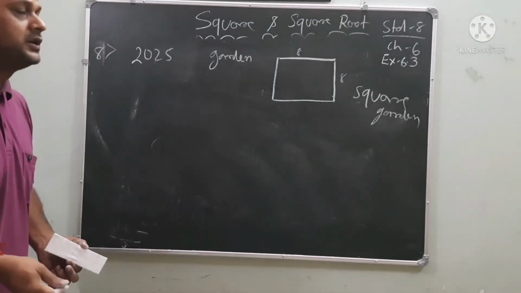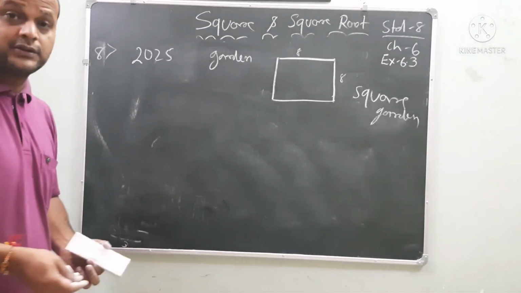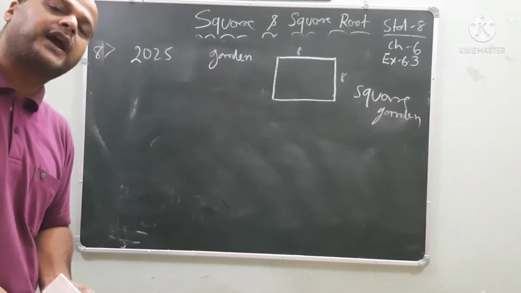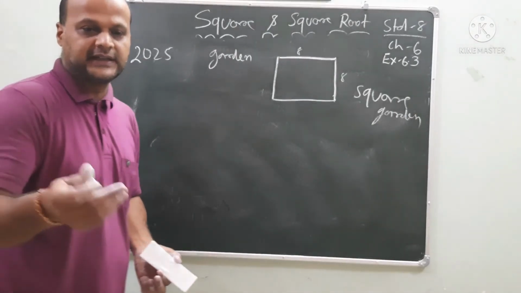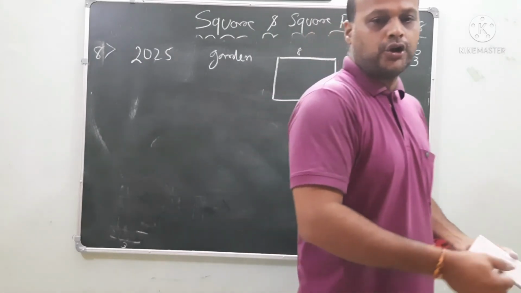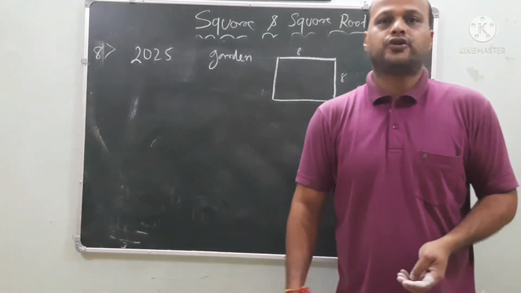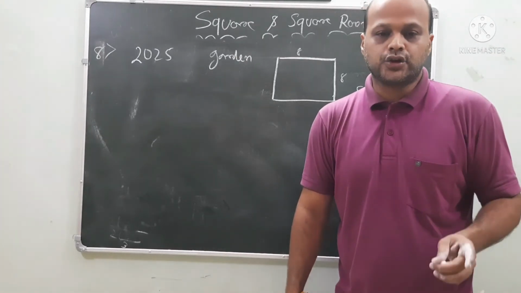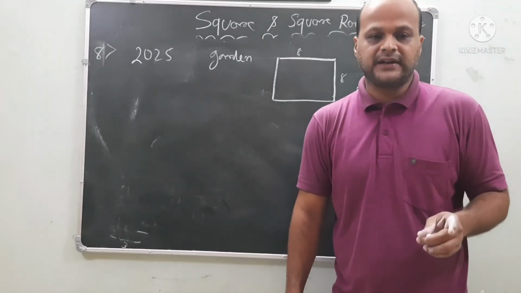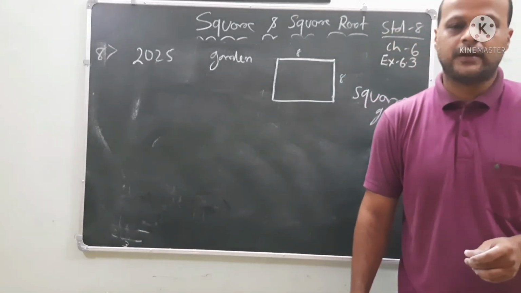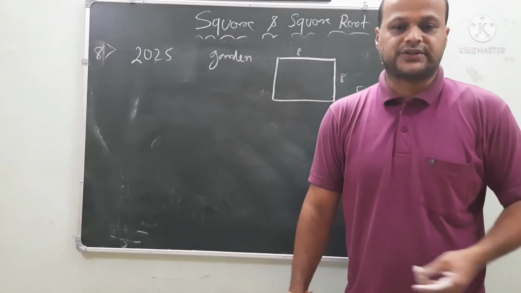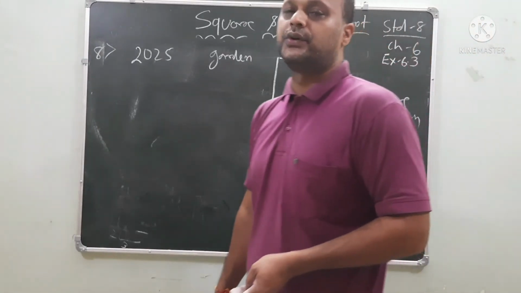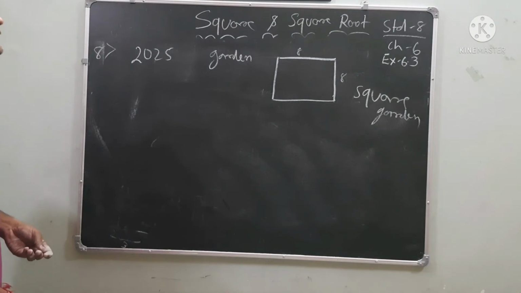So find out the square root of 2025 by which method? Prime factorization method. Again you have to read the question. 2025 plants are to be planted in a garden in such a way that each row contains as many plants as the number of columns. Find the number of rows and the number of plants in each.